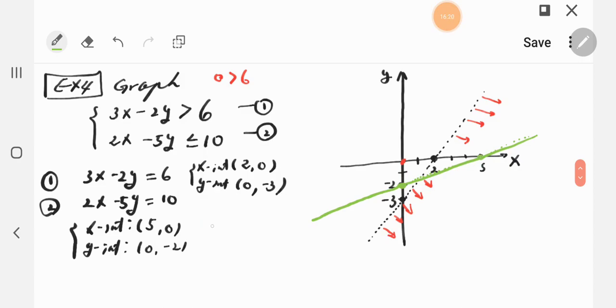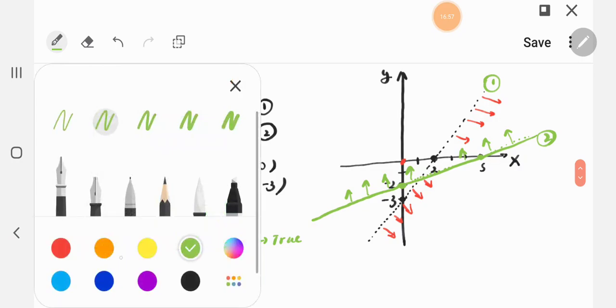All right, and then let's test point 0, 0. 0 is less than or equal to 10. Is this true? Yes, this is true. So we will select the area that contains 0, 0, which will be above the line. This is inequality 1 and this is inequality 2. So the solution will be the common area.